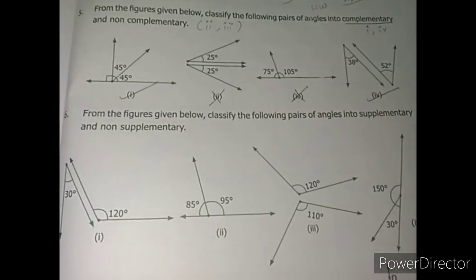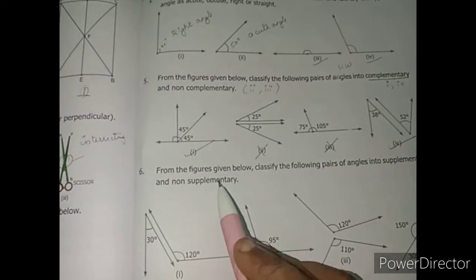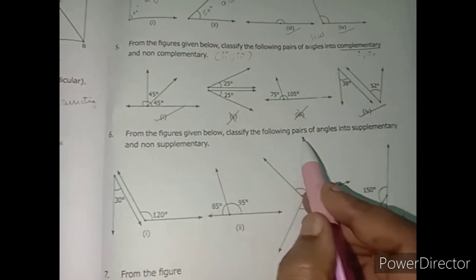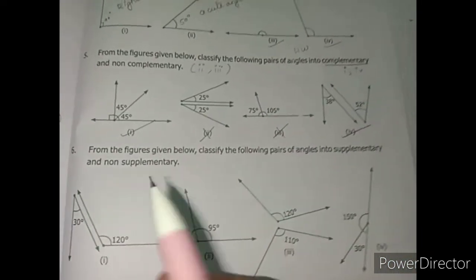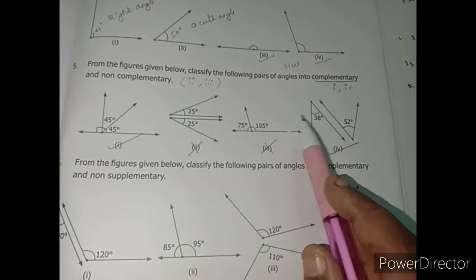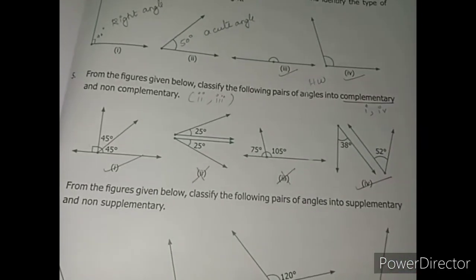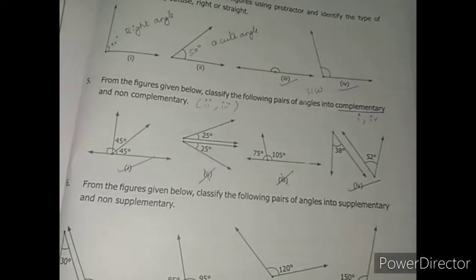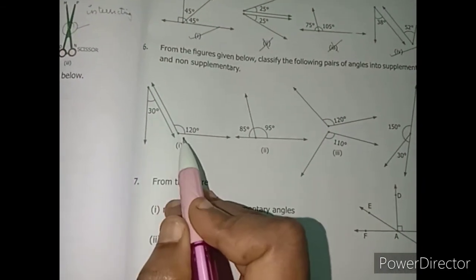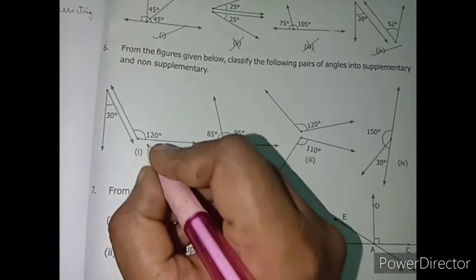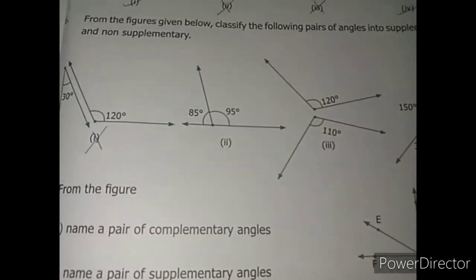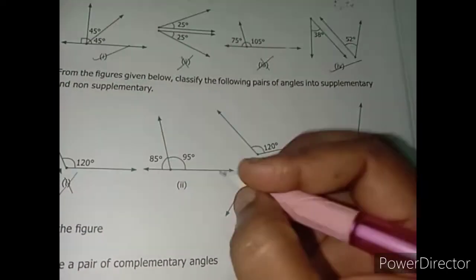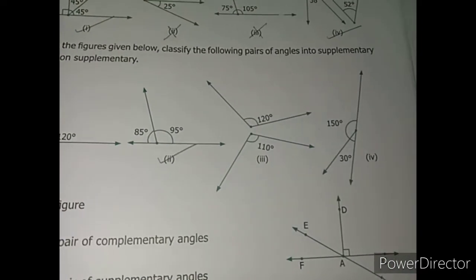Next is question number 6. From the figures given below, classify the following pairs of angle into supplementary and non-supplementary. The same way, what is complementary we saw? Exactly giving 90 degree. So what will be supplementary here? Exactly giving 180 degree. See this first one, 30 plus 120, 150 degree. It is a non-supplementary angle. See the next one, 85, 95. 85 plus 95, it is supplementary, 180.